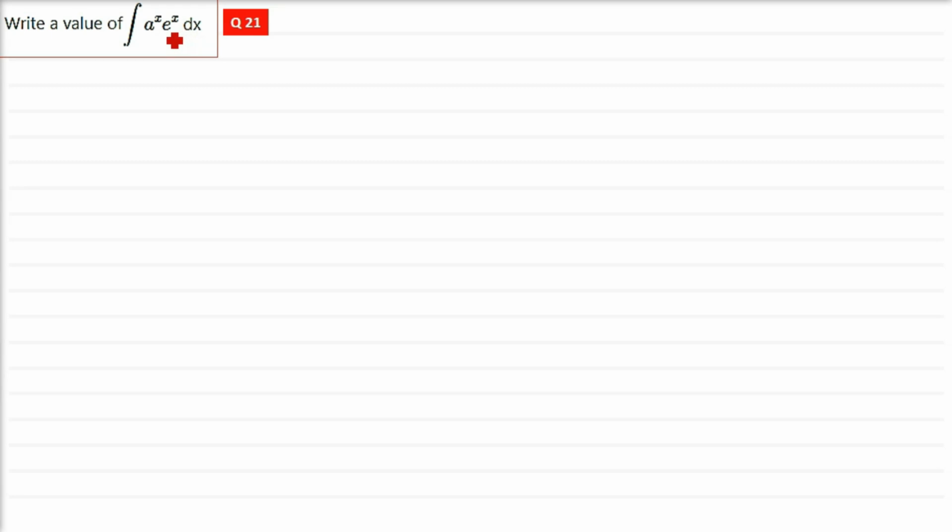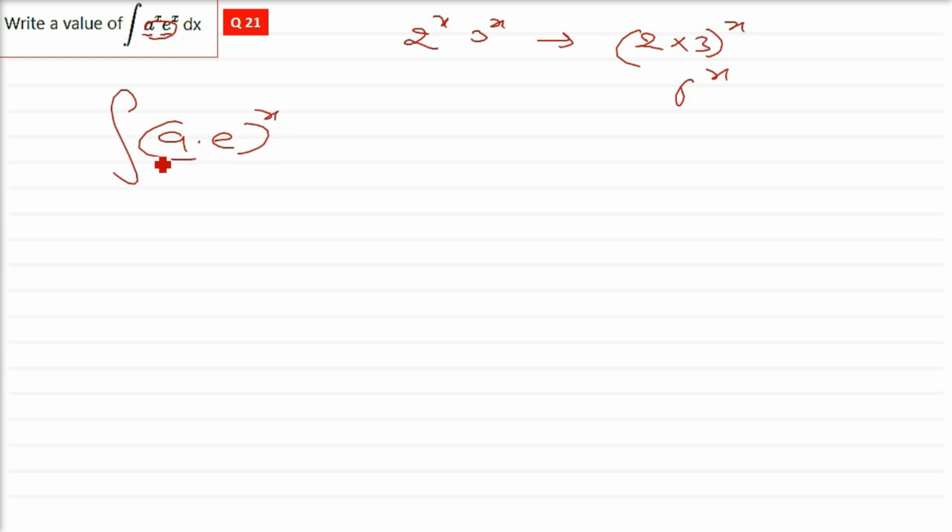You need to notice that the variable is x, but a and e both are constant. So I'm writing 2 raise x into 3 raise x. That simply means it's 2 multiplied by 3 to the power x. That means 6 raise x. So this can be written like this: a into e to the power x integration.